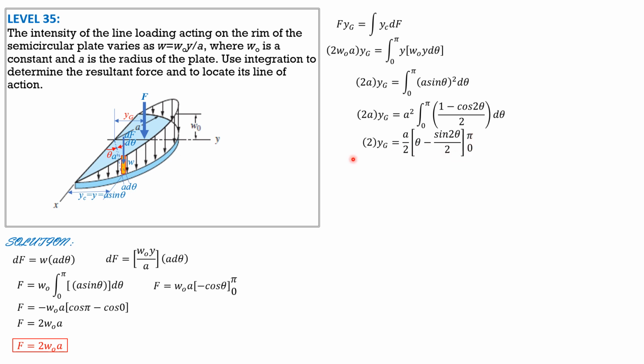So yg is pi A over 4. A over 4 times pi minus sine of 2 pi over 2, which is 0, minus lower limit 0, so pi A over 4 is yg. Then by symmetry, xg is 0. So that's all for this problem.